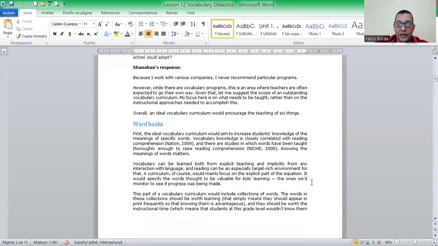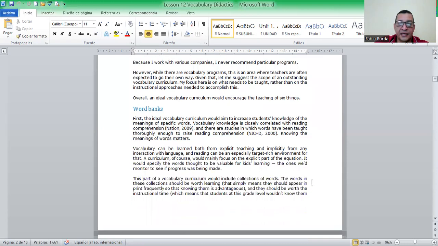Word banks. First, the ideal vocabulary curriculum would aim to increase student knowledge of the meanings of specific words. Vocabulary knowledge is closely correlated with reading comprehension. There are studies in which words have been taught thoroughly enough to raise reading comprehension. Knowing the meaning of a word matters.